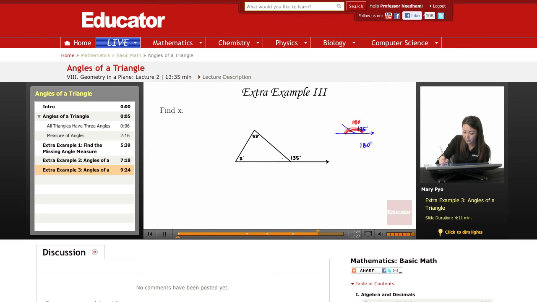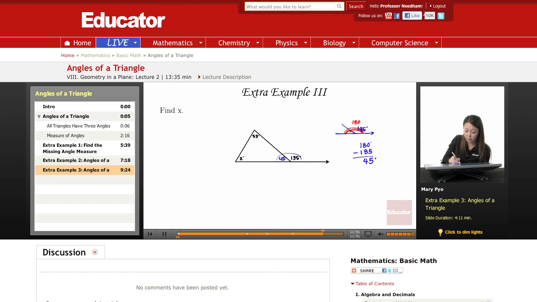So 180 minus 135, so this is going to be 45 degrees. That means this has to be 45. Because again, this angle with this angle together forms a straight line, and that has to be 180. So they're supplementary angles, right?